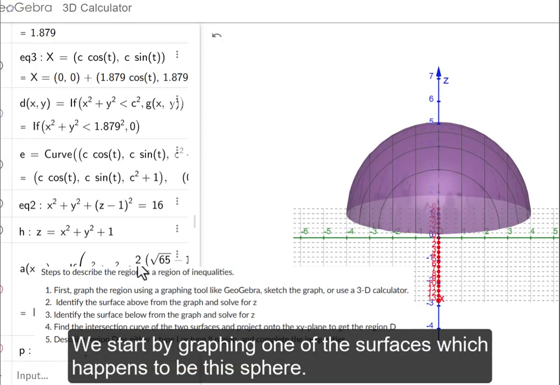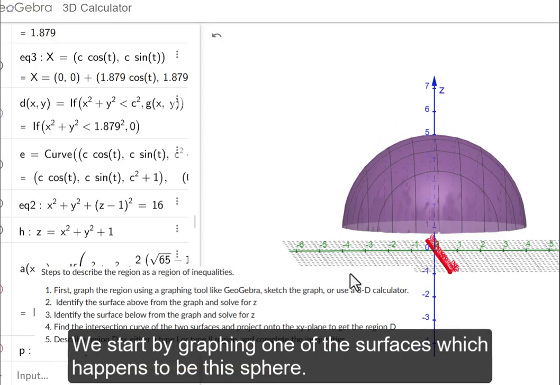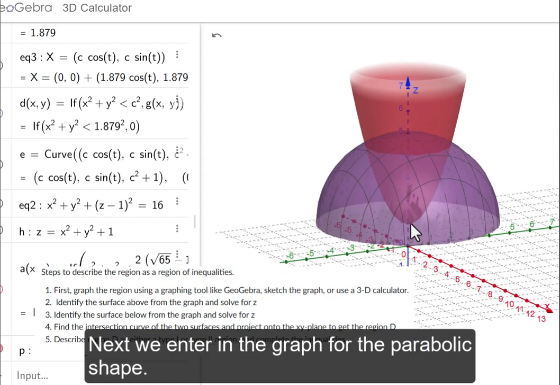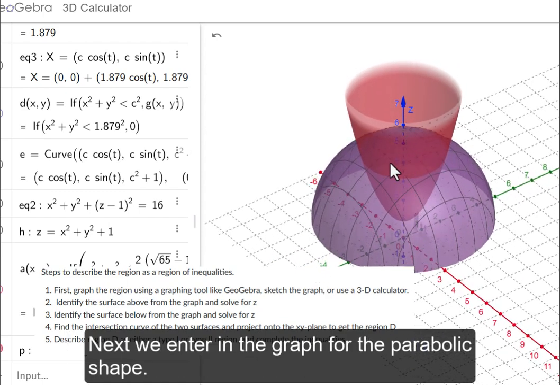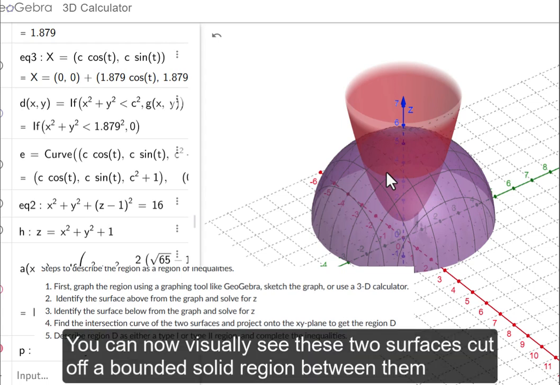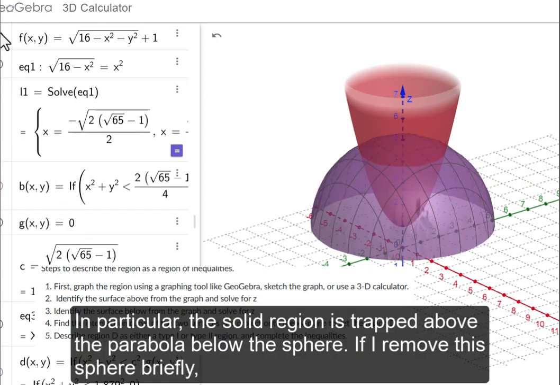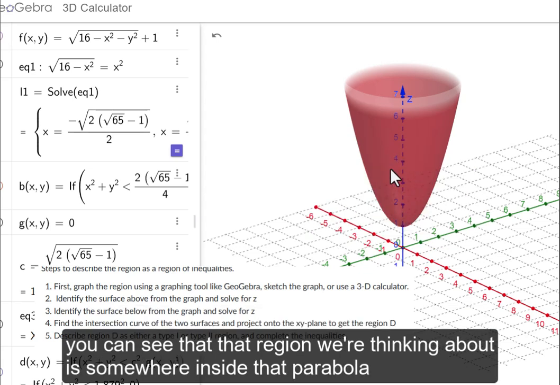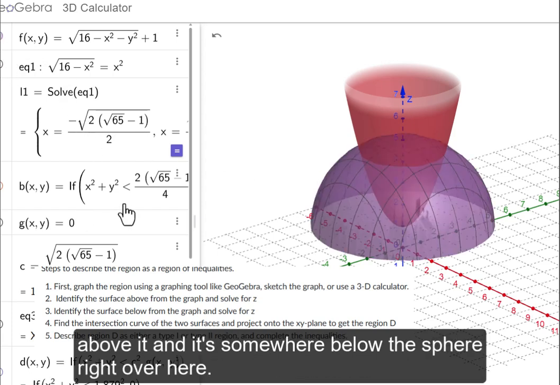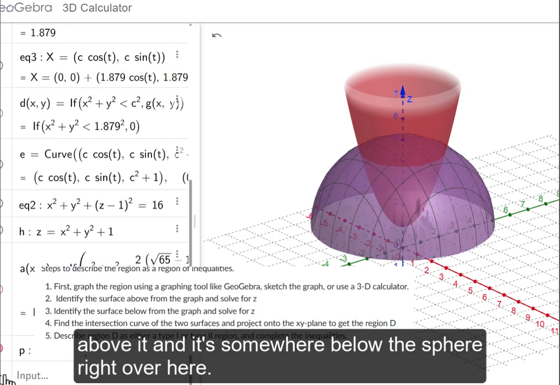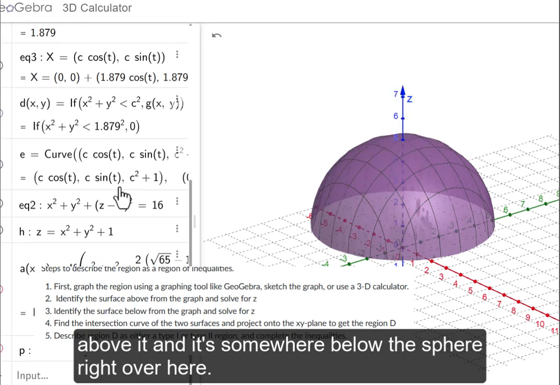We start by graphing one of the surfaces, which happens to be the sphere. Next, we enter in the graph for the parabolic shape. You can now visually see these two surfaces cut off a bounded solid region between them above the xy plane. In particular, the solid region is trapped above the parabola and below the sphere. If I remove the sphere briefly, you can see that the region we're thinking about is somewhere inside that parabola, above it, and somewhere below the sphere right over here.